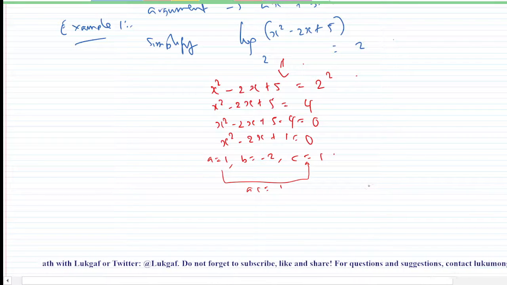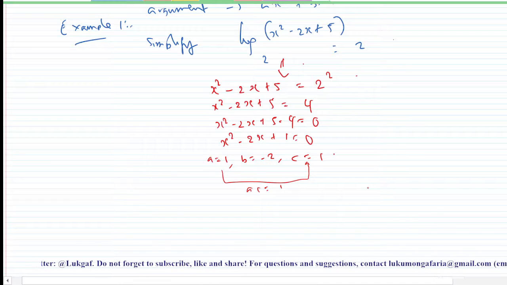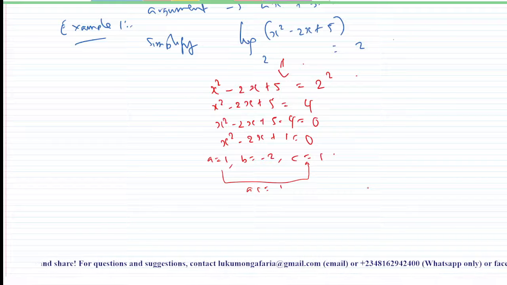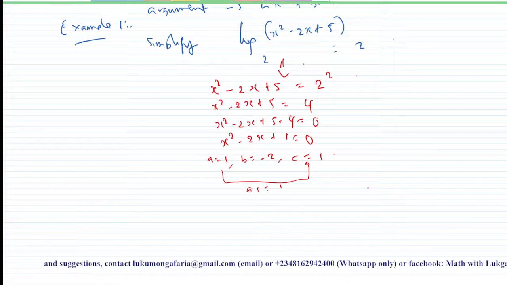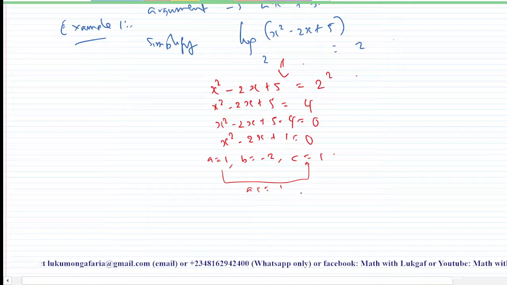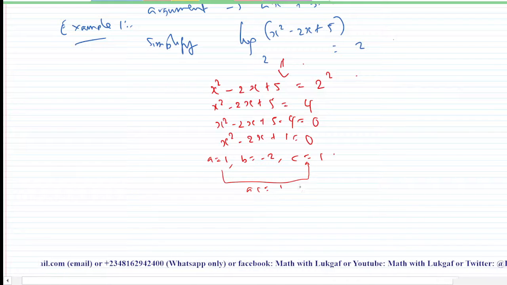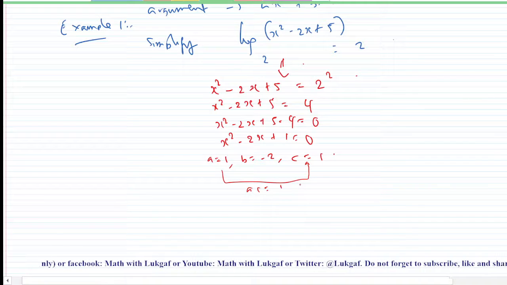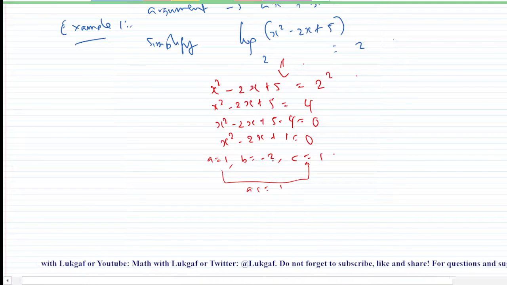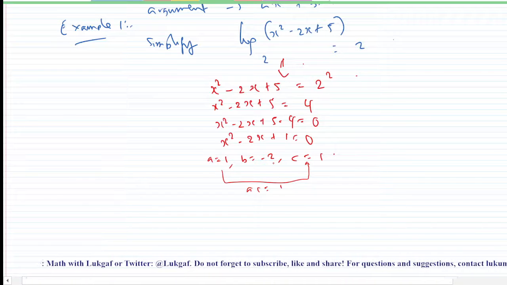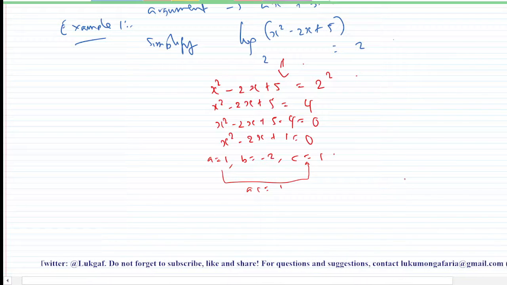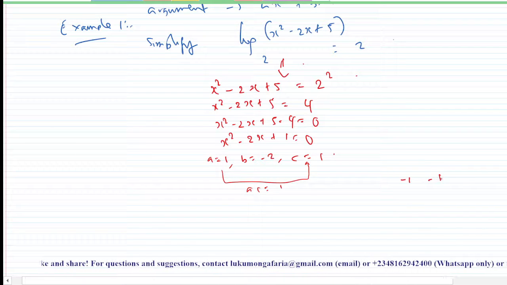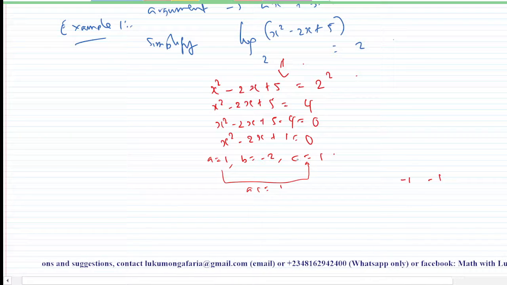Then you are now going to think of any pair of factors such that when you multiply the two factors together, you are going to have 1, and when you add them, you are going to have minus 2. You can see it is minus 1, minus 1. You understand now? Minus 1 times minus 1 will give me 1. Then minus 1 minus 1 will give me minus 2.